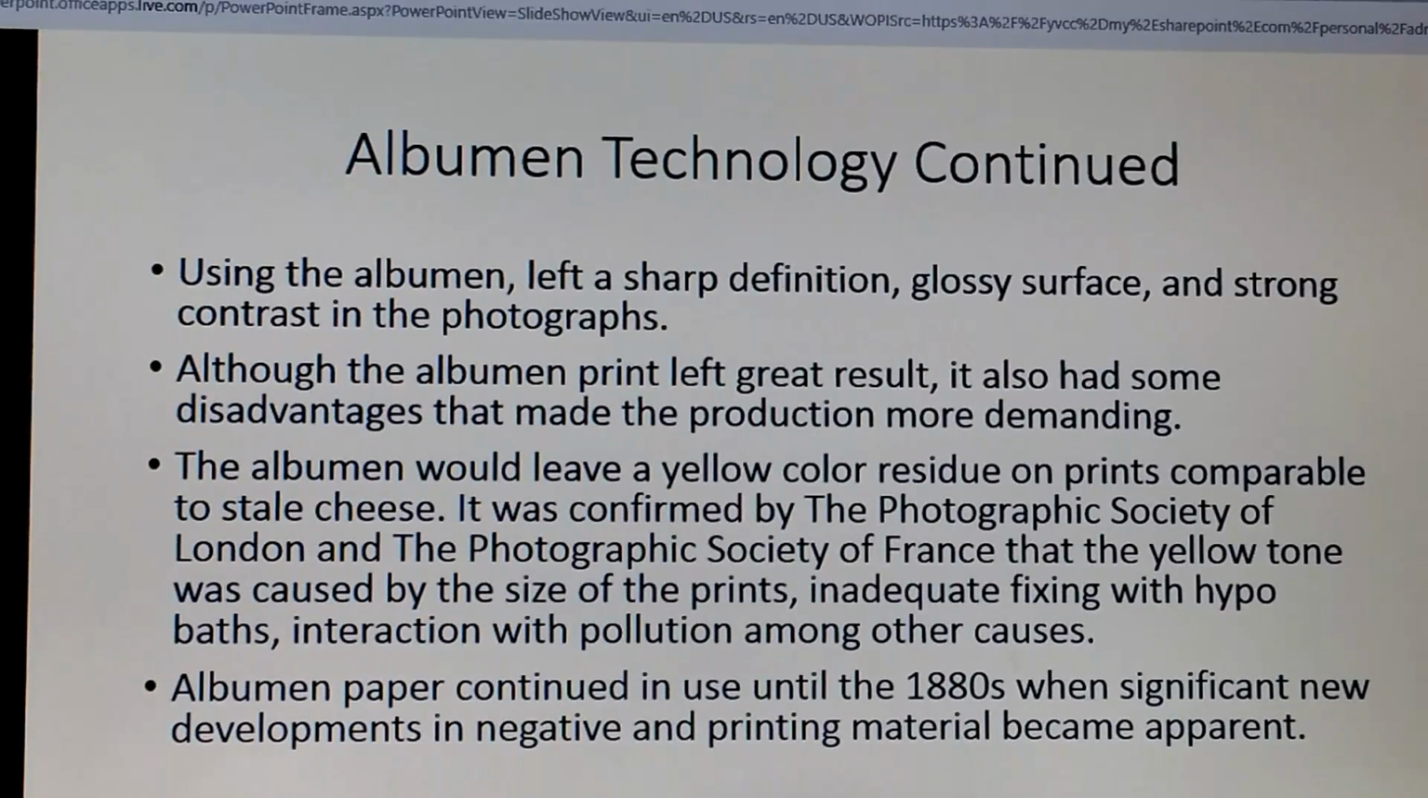It was confirmed by the Photographic Society of London and the Photographic Society of France that the yellow tone was caused by the size of the prints and by submerging them in hypo baths, interaction with pollution, among other causes. The albumin paper continued its use until the 1880s, when significant new developments, negatives, and printing material became apparent.